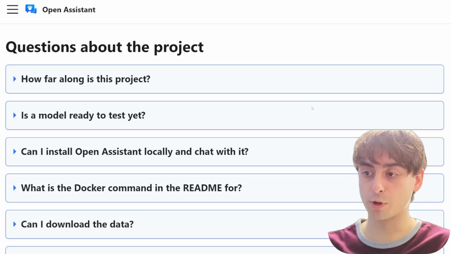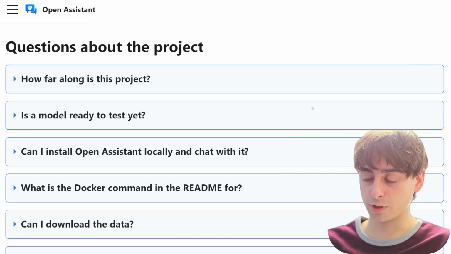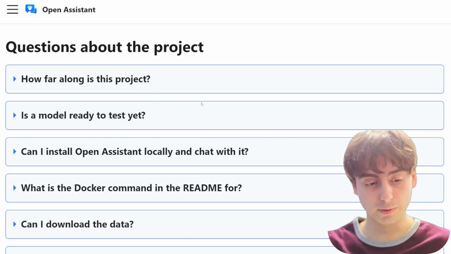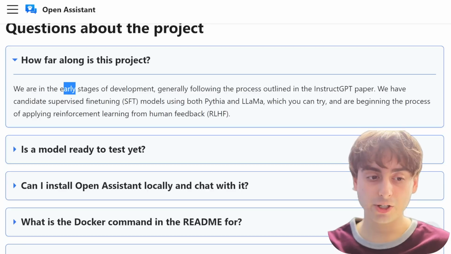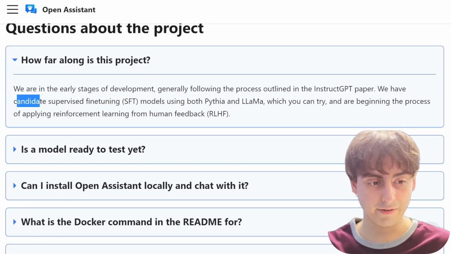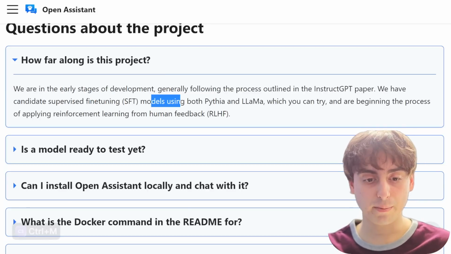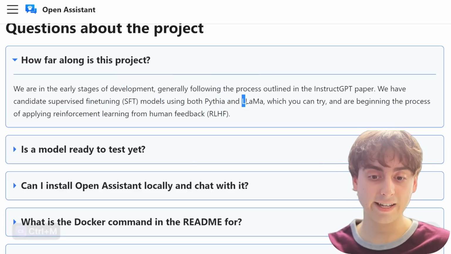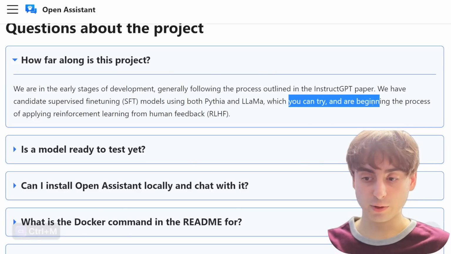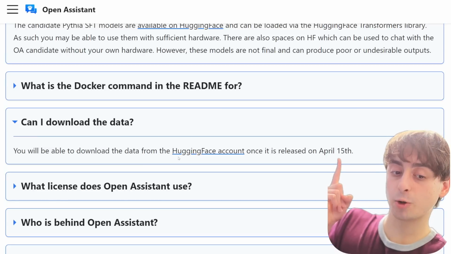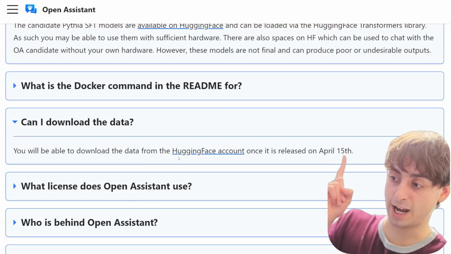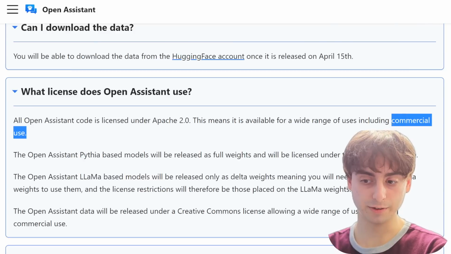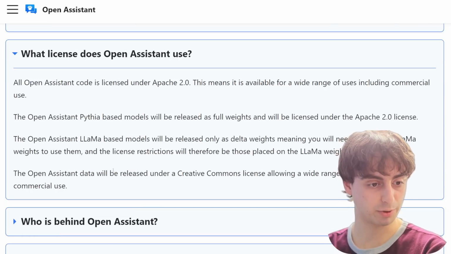I also wanted to bring you guys to their FAQ page really quick here, because I honestly really like a lot of these questions, and I think you guys are going to have a lot of the same questions. The project is currently in its early stages of development. That's how far along it is. They've candidly supervised fine-tuning models using both Pythia and LLAMA, and both of these we can try. You will be able to download all of the data from the Hugging Face account once it's released on April 15th. You can use it for commercial use at the moment, which is really good to see.